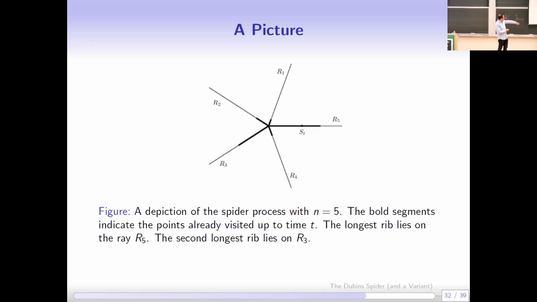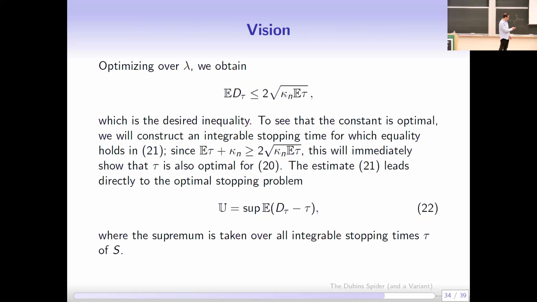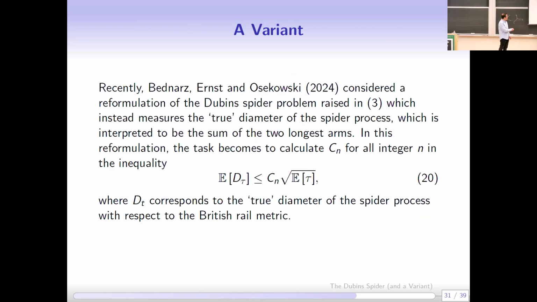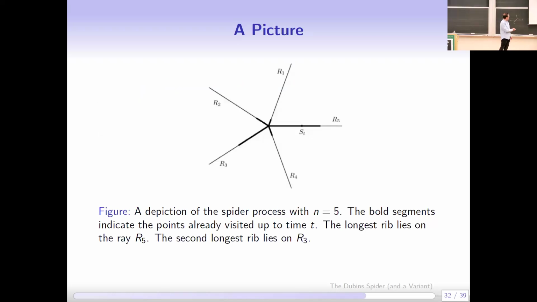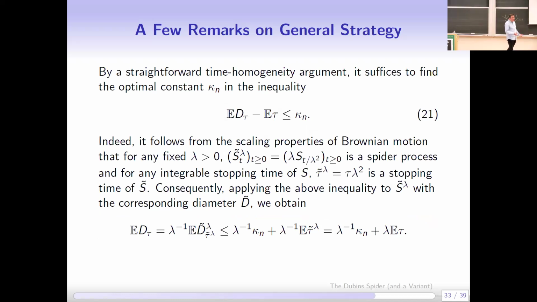So for example, in this picture with 5 rays, the bold segments indicate the points visited up to time t. The longest rib is R5 here, the second longest is R3. Those would be the only ribs included in this calculation of d tau. This paper is terribly complex, which is why I didn't just speak about it alone. I tried to speak about it 25, 30 minutes before, and it was completely inaccessible. But I just want to tell you the general strategy and then I'll end.